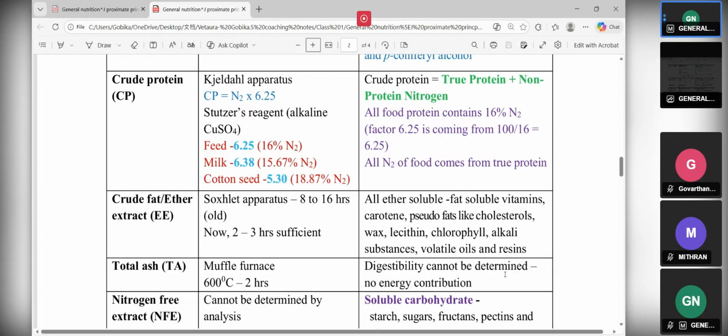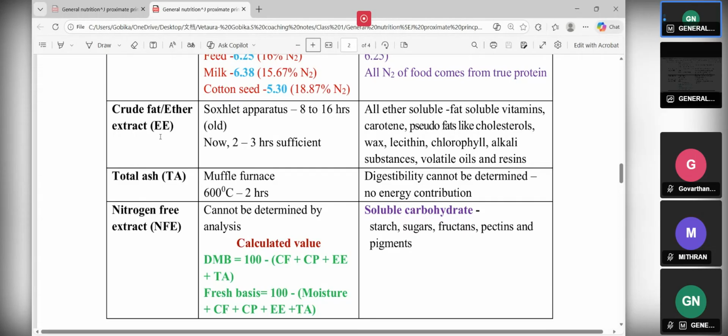The name itself indicates that it is crude fat. It is not true fat. Whatever is soluble in ether will come under crude fat estimation. These are important points they will ask in multiple choice or statement questions. So you should know that not only true fat will come under crude fat, but pseudo fats like cholesterol, wax, lecithin, chlorophyll, alkali substances, volatile oil and resin also come under crude fat. So it is not a true fat representation analyzed in this proximate system.